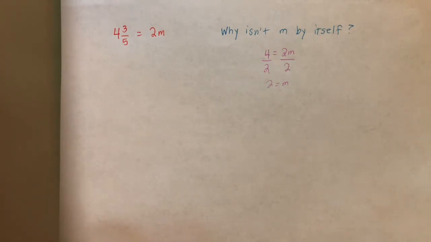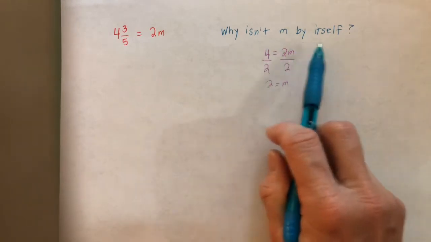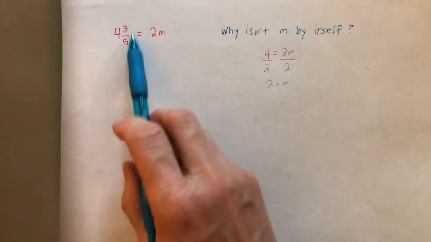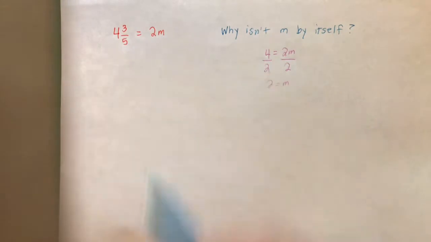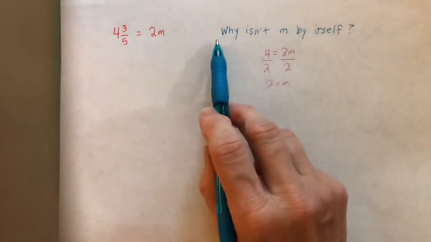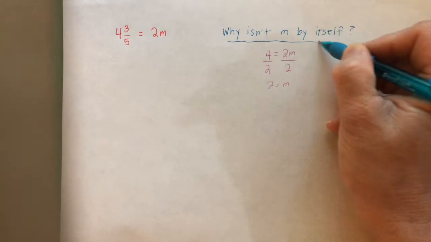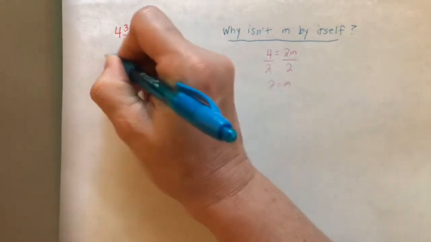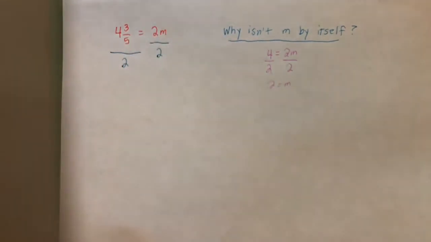What you're going to do is you're going to say, why isn't m by itself? It's not by itself because it's being multiplied by 2. So you will divide both sides by 2. You wouldn't believe how many different types of errors I see on this problem. I see people divide one side by 2 and not the other. I see people try to multiply by the reciprocal of this. I see people try to subtract 2. You're just going to remember it's why isn't m by itself? And m is not by itself because it's being multiplied. So I am going to divide both sides.